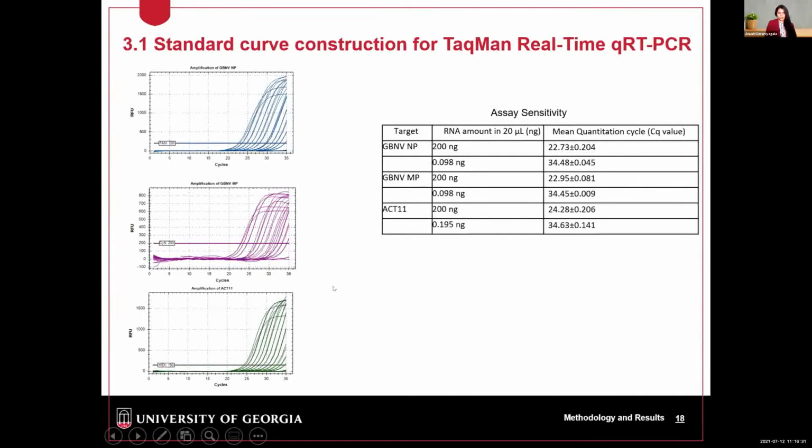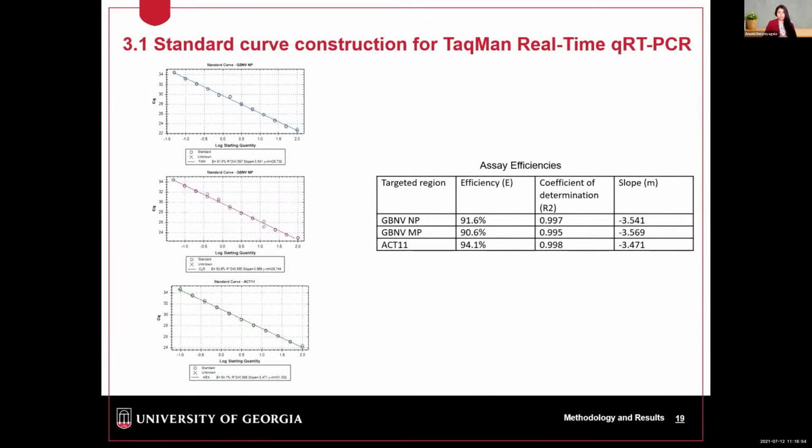These graphs show the amplification curves that were obtained during standard curve construction. We found that our assay is sensitive enough to detect GBNV nucleic acid protein and movement protein in a total RNA amount as small as 0.098 nanogram.